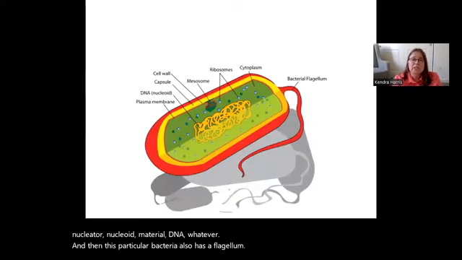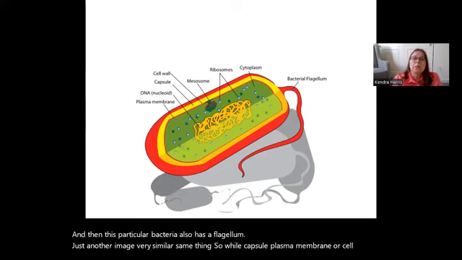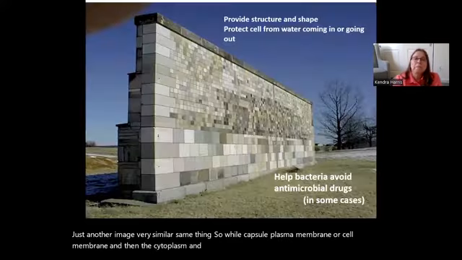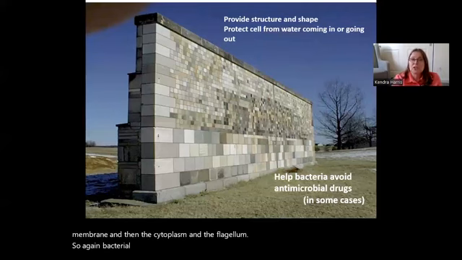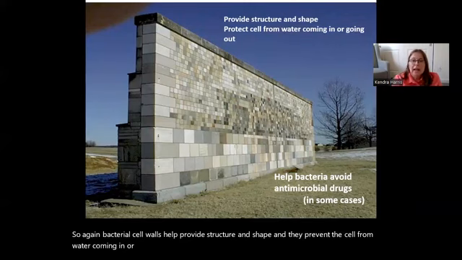Just another image, very similar: cell wall, capsule, plasma membrane or cell membrane, and then cytoplasm and the flagellum. So again, bacterial cell walls help provide structure and shape, and they prevent the cell from water coming in or going out. And they also help bacteria avoid antimicrobial drugs in some cases.